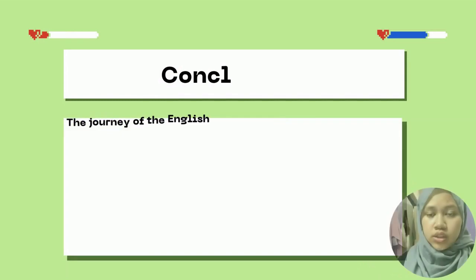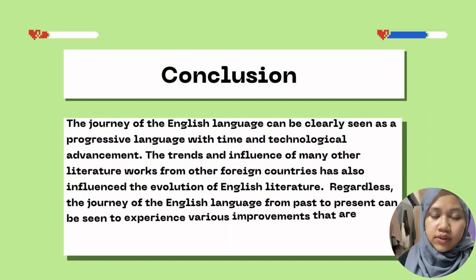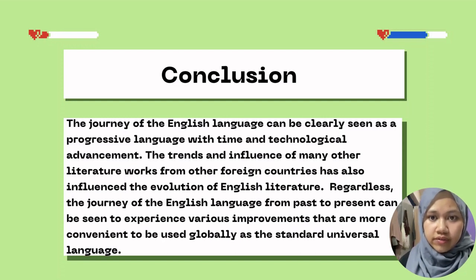As a conclusion, the journey of the English language can be clearly seen as a progressive language with time and technological advancement. The trends and influence of many other literature works from other foreign countries and cultures has also influenced the evolution of English literature. Regardless, the journey of the English language from past to present can be seen to experience various improvements that are more convenient to be used globally as the standard universal language.